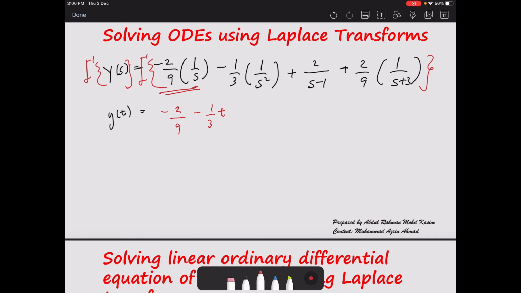And then for this one you may refer to the table, you will have plus 2 e to the power t, and then here you will have 2 over 9 e to the power negative 3t. So this is the answer that you want to find.